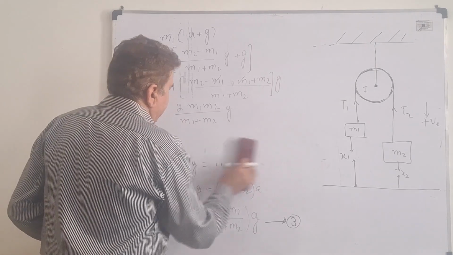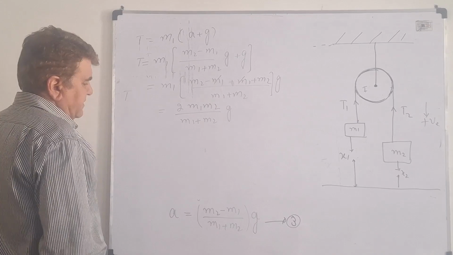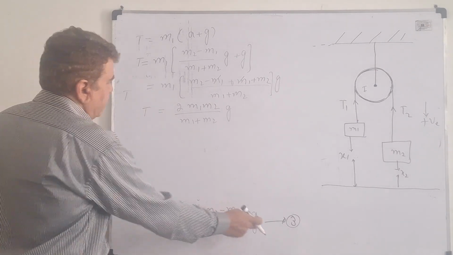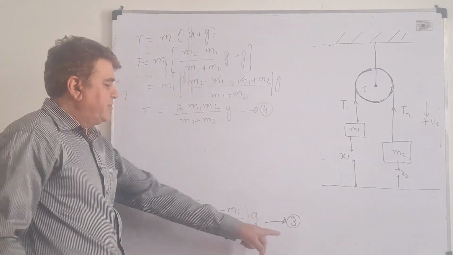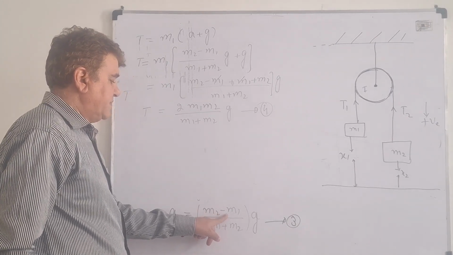And what do we see over here? This is tension. From this, let me call this equation 4. Now, from equation 3, if the two masses are equal, the acceleration is 0.